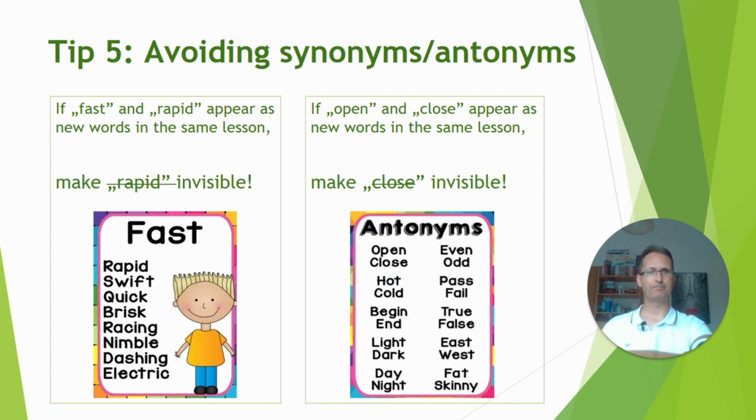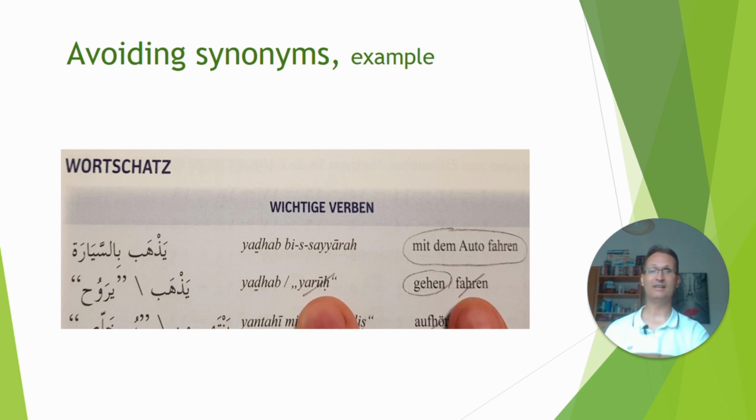Okay, and now the examples again. Unfortunately, in a lot of books, I have quite a few examples here, and I really have to choose between them. Here in Arabic, I have yadab and yaruh. Both of them mean go or to ride, and yadab seemed to me simpler here, and I chose yadab.